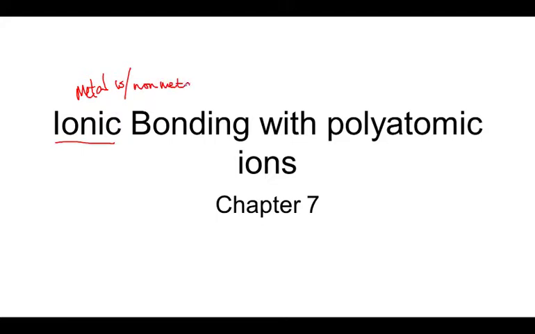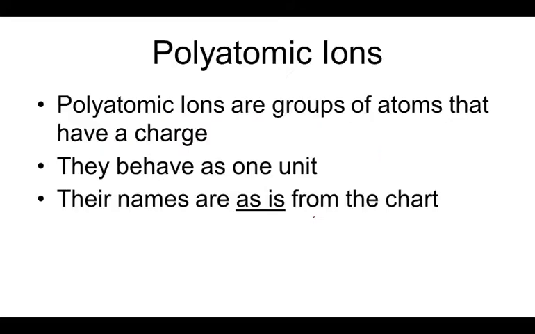But what we're using is a polyatomic. So poly is like a polygon, right? So this means many, and then atoms, right? So it's a many-atomed ion. So, polyatomic ions are groups of atoms that have a charge. So they're an entire group that have a charge, and they behave as one unit.